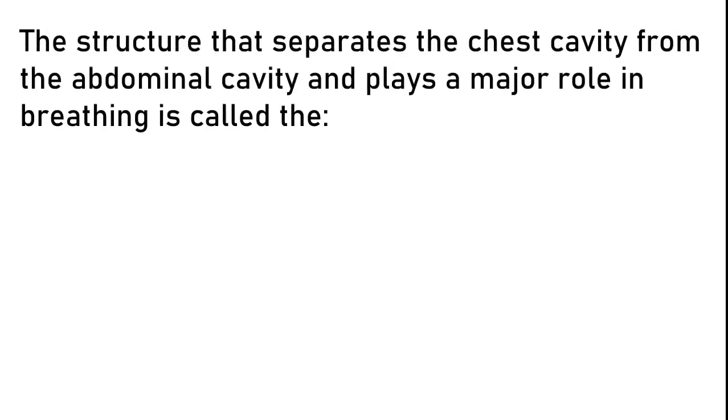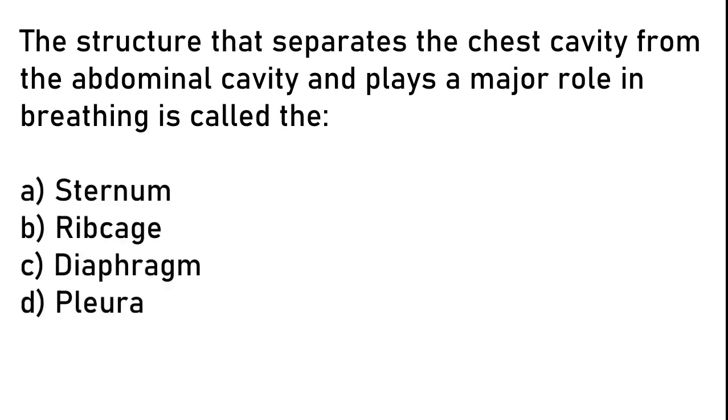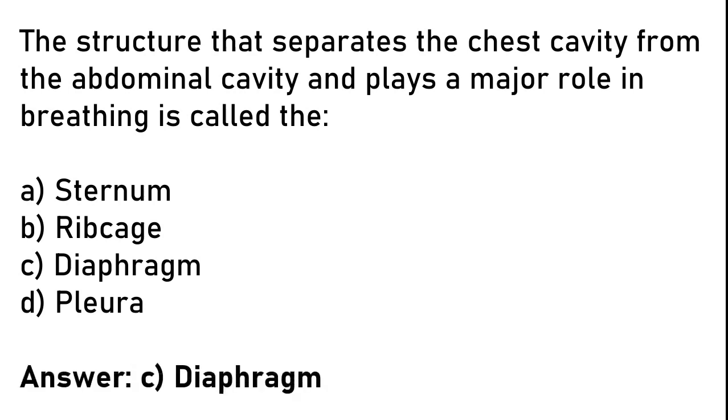The structure that separates the chest cavity from the abdominal cavity and plays a major role in breathing is called sternum, ribcage, diaphragm, pleura. So the correct answer is option C, diaphragm.